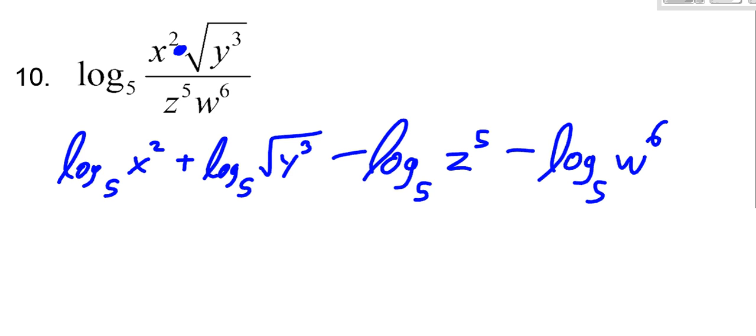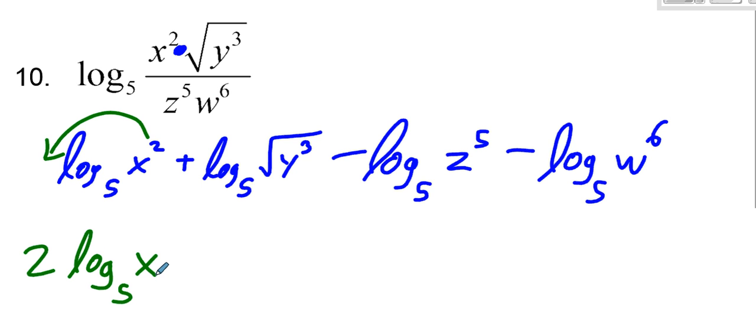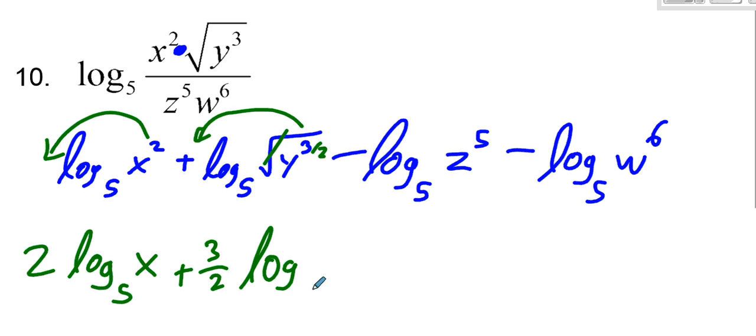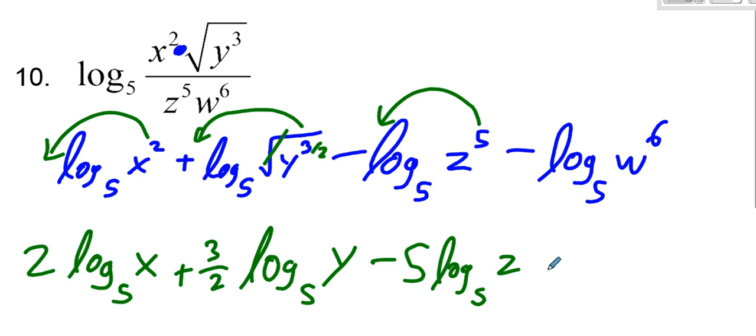So speaking of exponents going to the front, let's do that. Remember that square roots are like fractions as exponents, so the square root will be the same as an exponent divided by 2. So we're going to move that 3 halves, the 3 over 2, to the front. Move the exponent to the front, so that's 5 log base 5 of z, and move that exponent to the front.